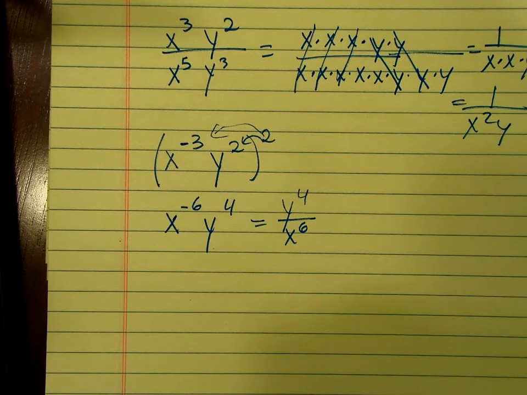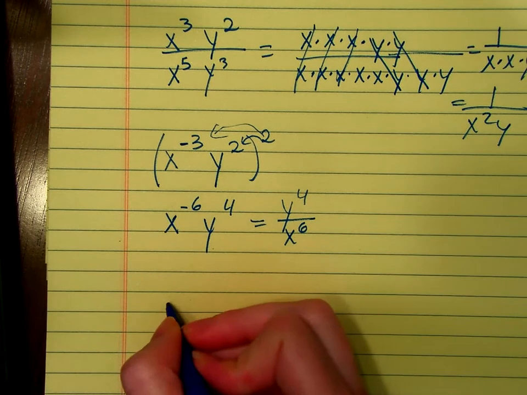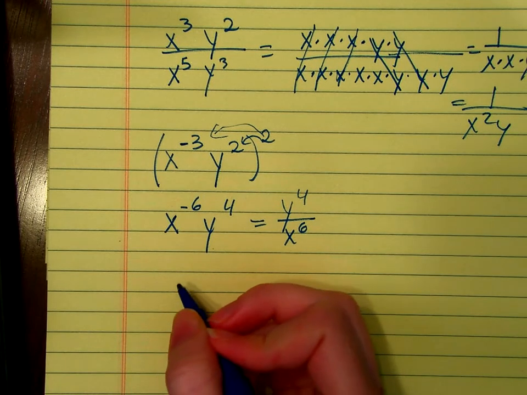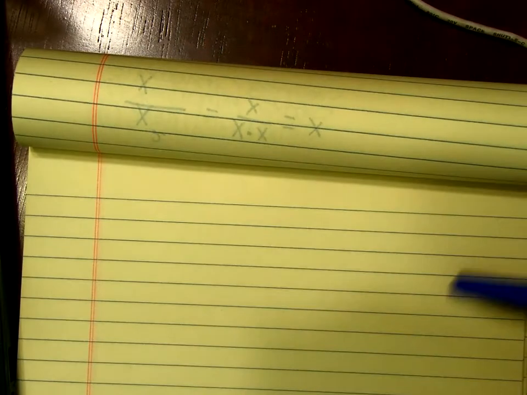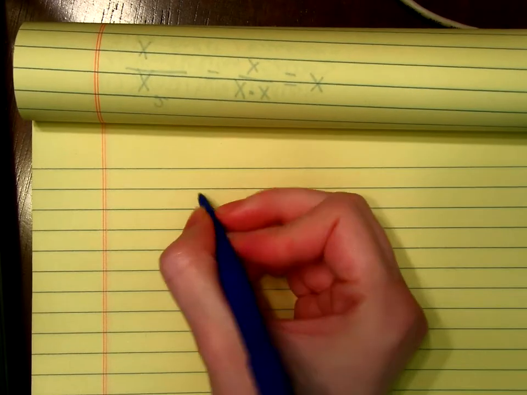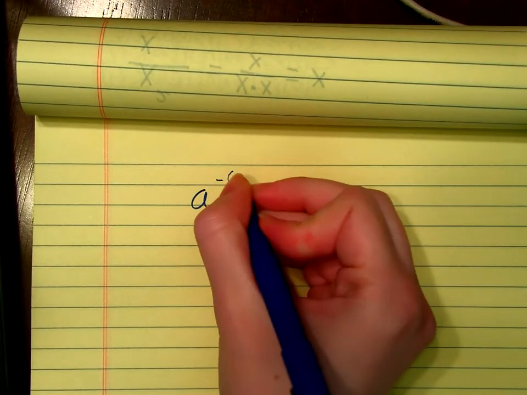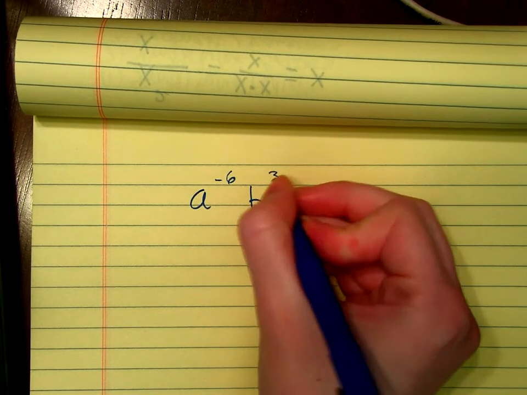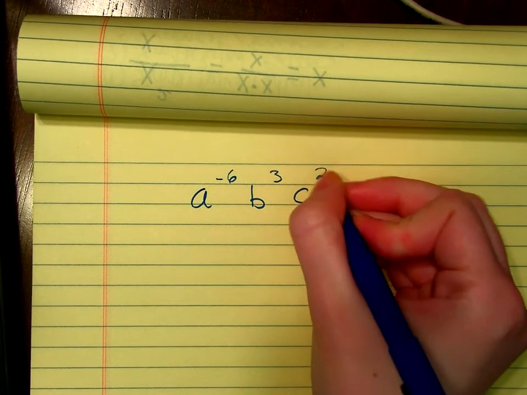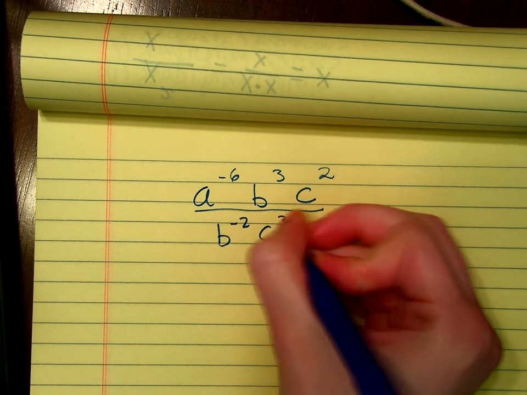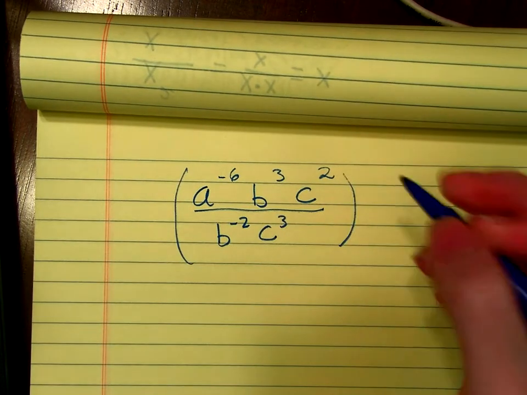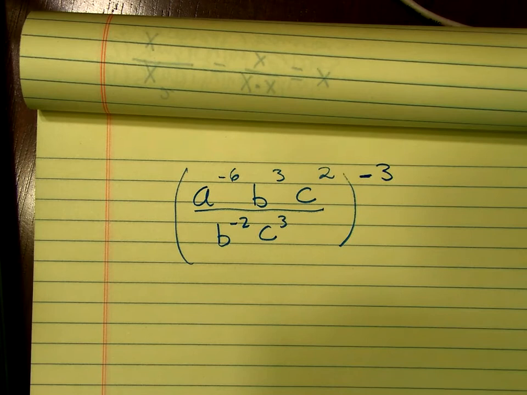Alright, let's try another one. Let's get just wild and crazy, and we'll break it down step by step. Let me get another page and we'll do a wild and crazy example, as crazy as it'll possibly get. Let's say I've got a to the negative 6th, b to the 3rd, c to the 2nd, over b to the negative 2, c to the 3rd, all taken to the negative 3 power. So there's a ton going on here. Lots going on. But don't freak out.